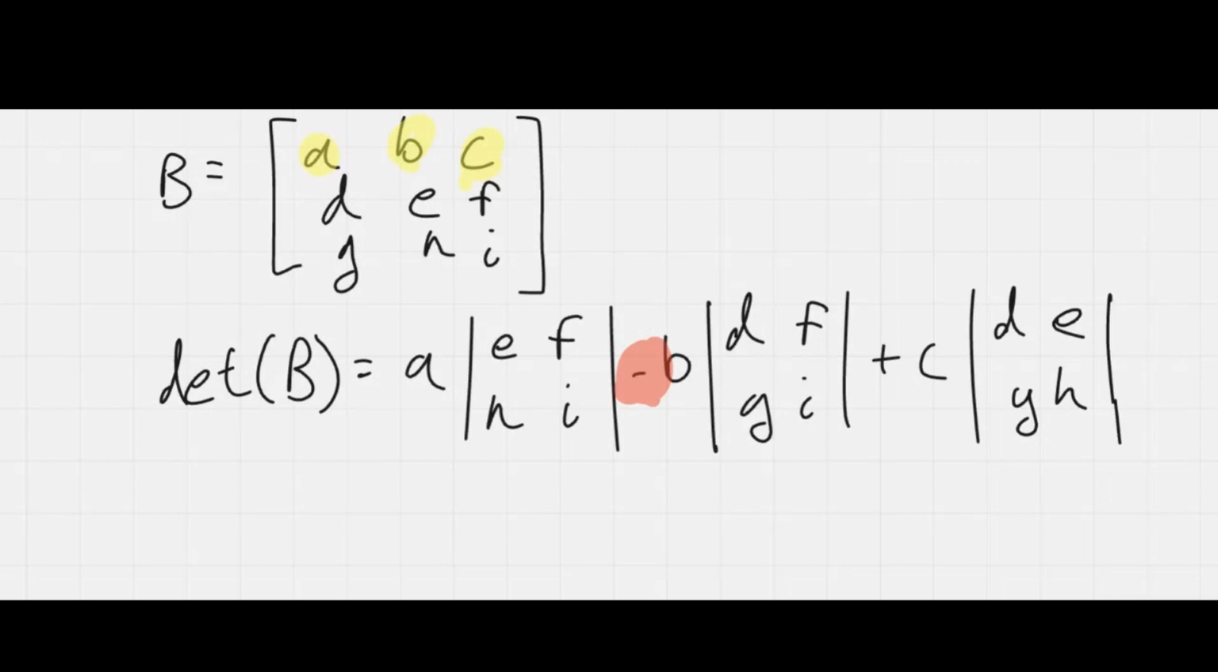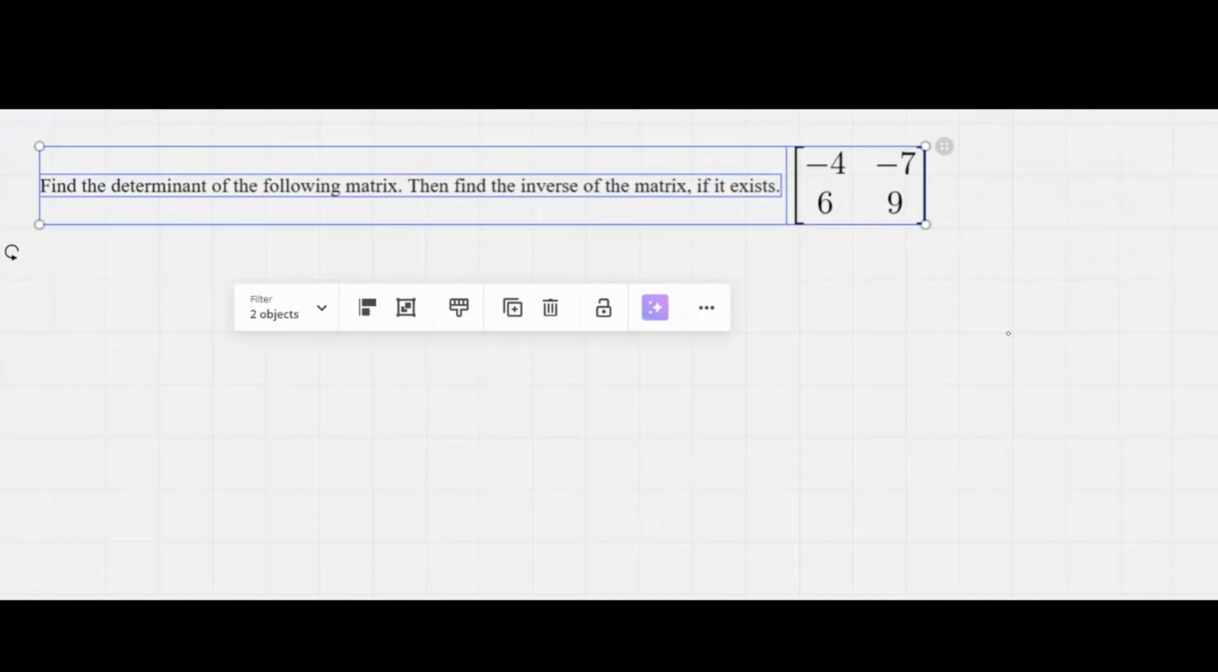All right, so let's look at a sample problem of both 2x2 and 3x3 matrices, finding both the determinants and the inverses. You'll remember earlier, the inverses of these matrices. All right, so we're asked to find the determinant of the following matrix, and we're given the matrix, and then we're asked to find the inverse of the matrix if it exists.